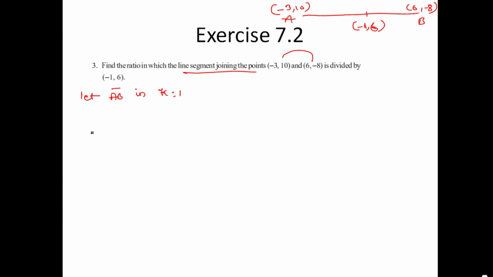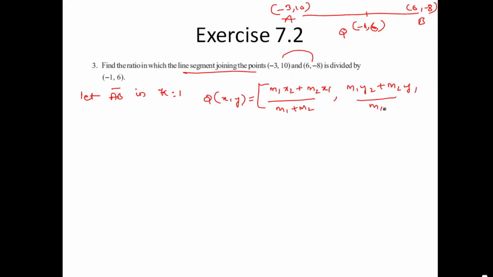So what would this formula become? Let this point be Q. This formula is simple. Q of x comma y is equivalent to m1 into x2 plus m2 into x1 by m1 plus m2, isn't it? And similarly, m1 into y2 plus m2 into y1 by m1 plus m2, isn't it? Isn't it simple, right? So we are substituting.